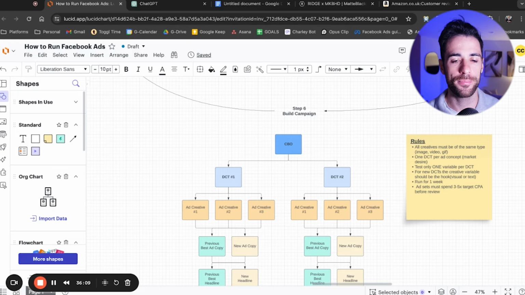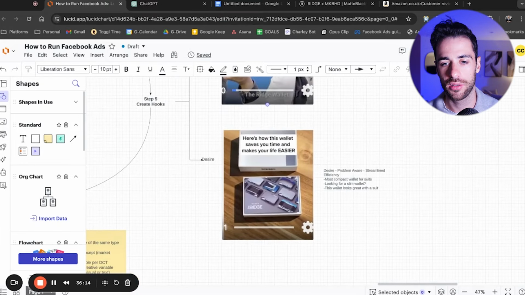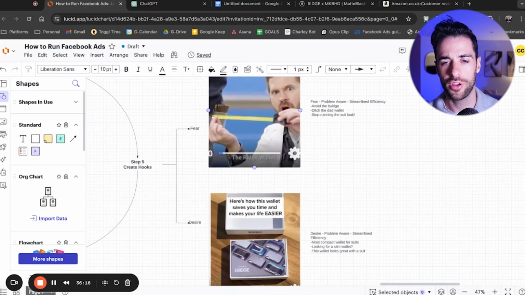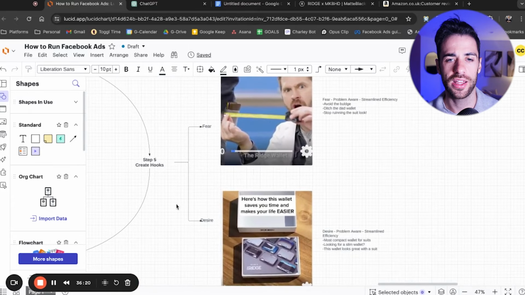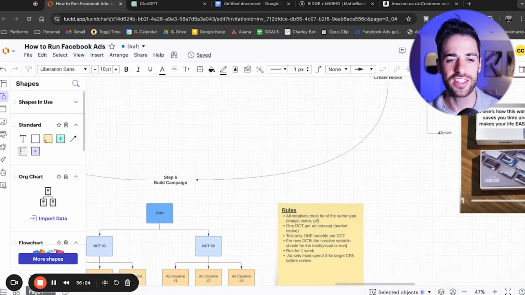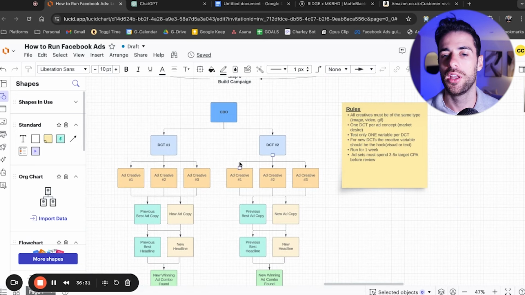So if I say, what would it be like? Avoid the bulge. One could be avoid the bulge. Another one could be ditch the bulky wallet. You know, they're saying the same thing, but they're using different language. Okay, that's fine. Those could be in the same dynamic creative. So that's what you want to do. Keep the variables the same.